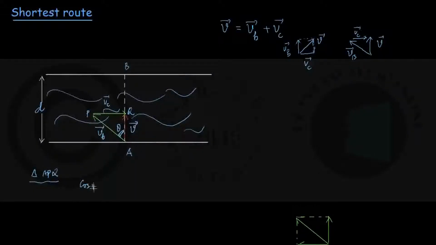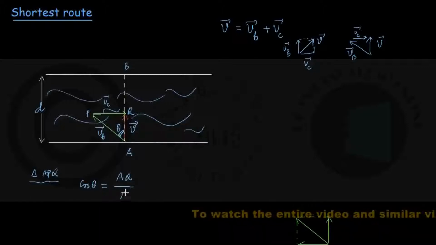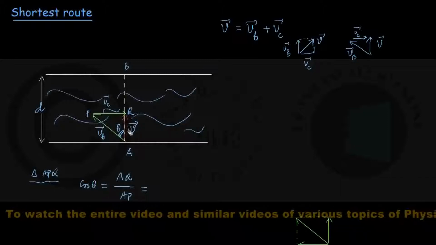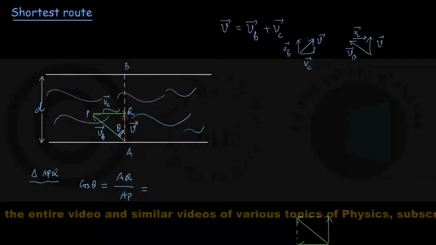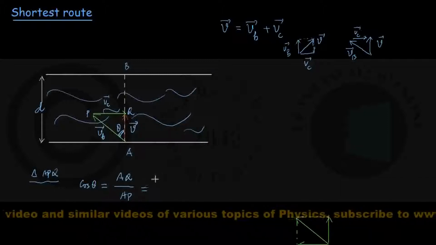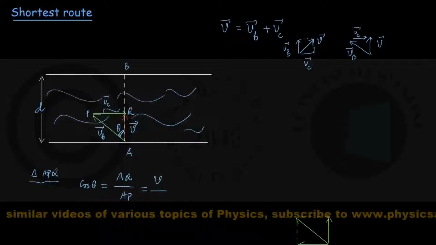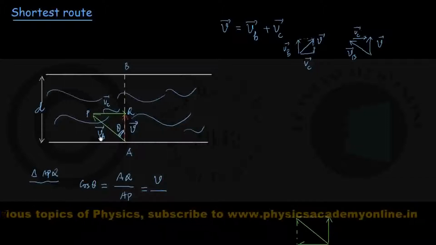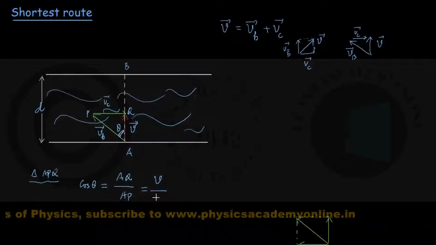cos theta is given by the base, that is the length AQ, divided by the hypotenuse, that is the length AP, right? But what is AQ? As you can see, AQ is the magnitude of the resultant velocity. So this is V. And what is AP? AP is the magnitude of VB, the boatman's original velocity, right?